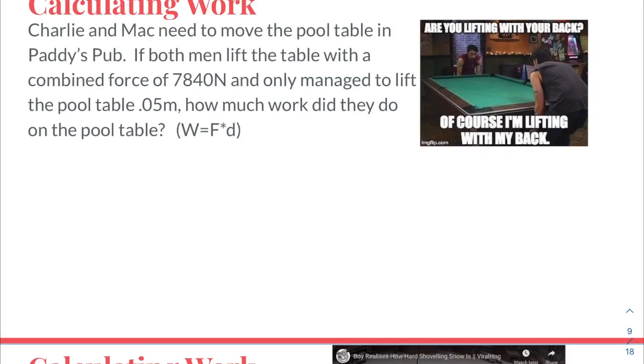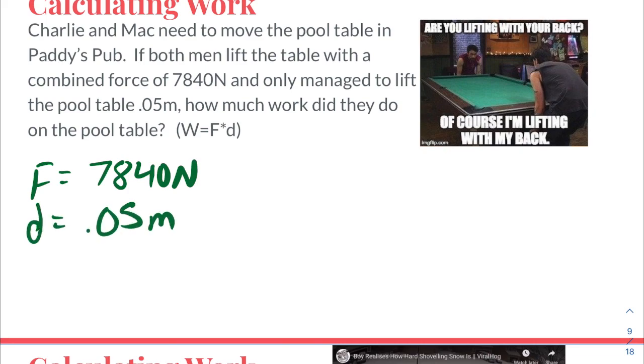Let's go through a couple problems looking at the work formula that we just learned. From Always Sunny in Philadelphia, Charlie and Mac need to move a pool table in Patty's pub. If both men lift the table with a combined force of 7,840 newtons, so that is a force, we can write that down, 7,840 newtons, and only manage to lift the pool table a distance of 0.05 meters. How much work did they do?